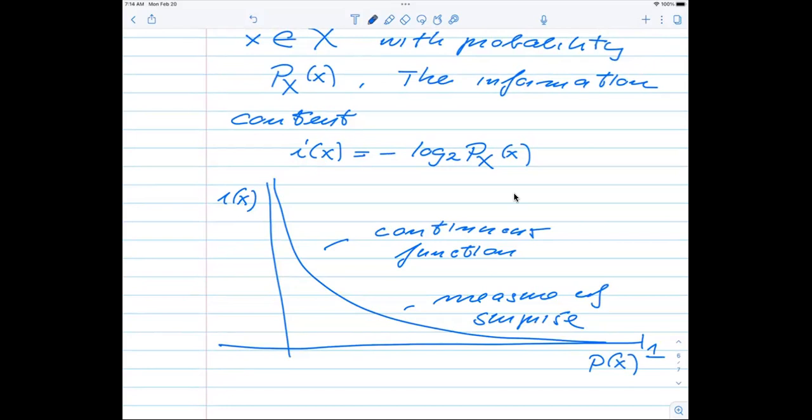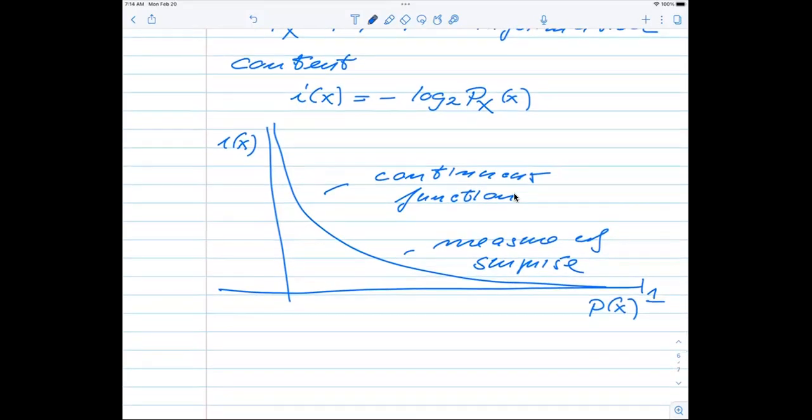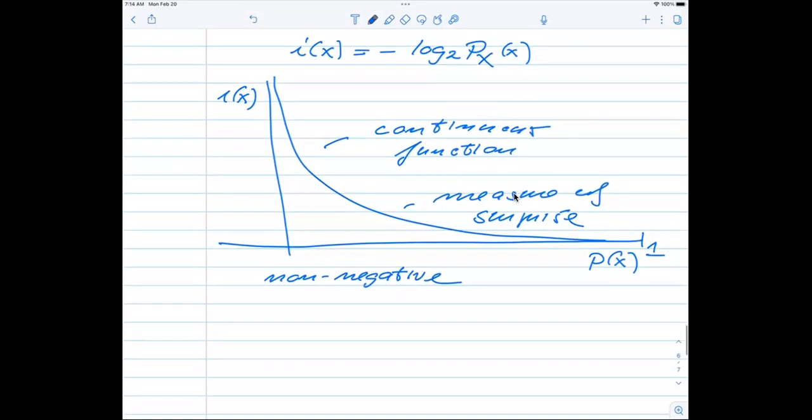So the function has another property: it's a non-negative function, which is also a wanted property. It's a growing function. It's a function which has nice mathematical properties that we'll see later when we define the entropy. The entropy is going to be a convex function.